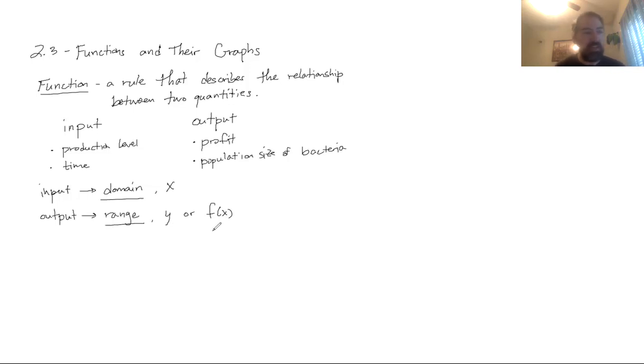And so a function is when you have only one output for each input. There's one y that corresponds to each x. In other words, we can say that the output associated with each input is unique.